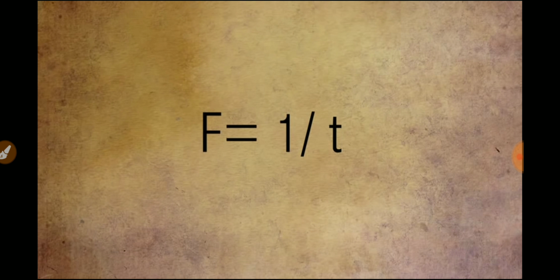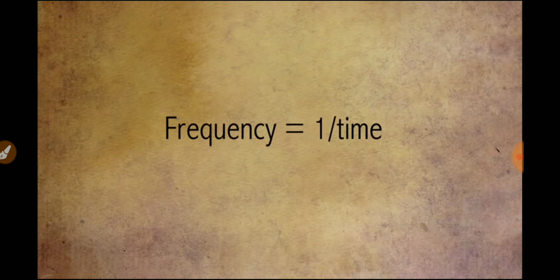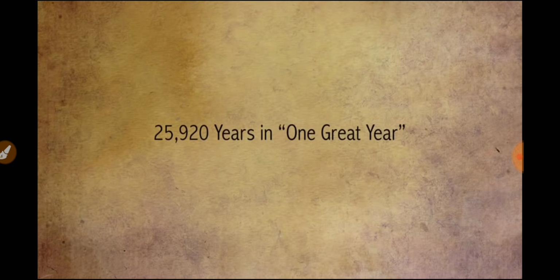What is this formula? It is F equals 1 over T, or frequency equals one particular something divided by the number of time. Well, what if that one something was the biggest one on our planet, the one great year of 25,920 discovered by the Mayans? And what if the number for time was the most logical choice of 60?